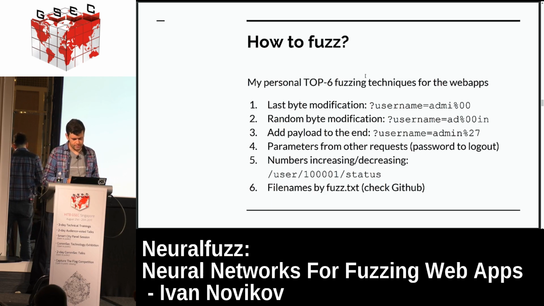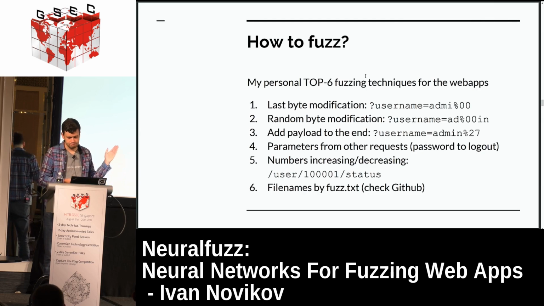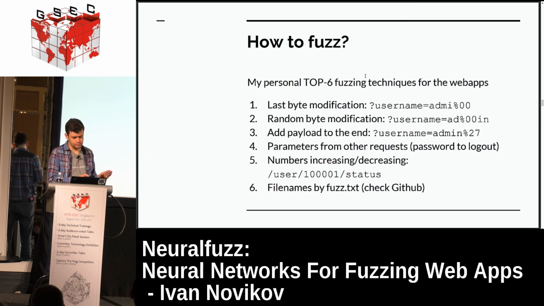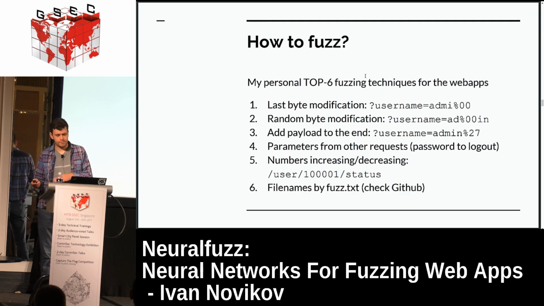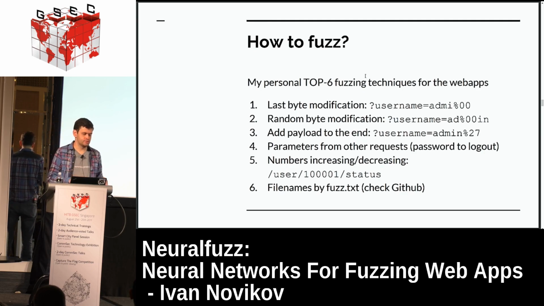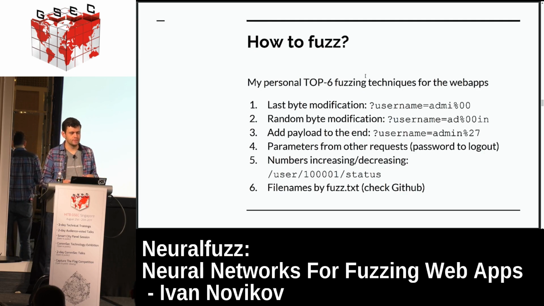My personal top 6 fuzzing techniques for web apps: try to modify the last byte, like try to apply each of them from 0 to FF. Try to modify a random byte inside your strings with the normal data at a proxy. It really works well. Try to add a new byte at the end, and try to apply parameters from one endpoint to another endpoint. It really works sometimes.